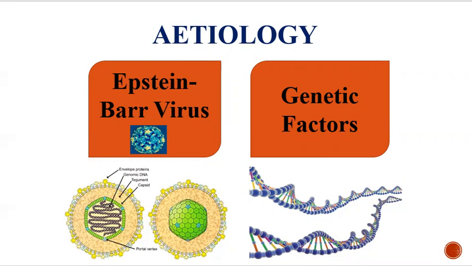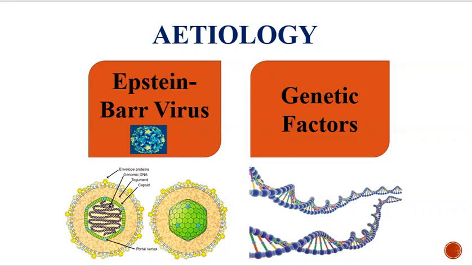Antibodies to the viral capsid antigen reach higher levels in patients with Hodgkin lymphoma than in controls, and these high levels appear several years before the neoplasm. Hodgkin-Reed-Sternberg cells in approximately 50% of cases of Hodgkin lymphoma contain Epstein-Barr virus encoded small RNA.